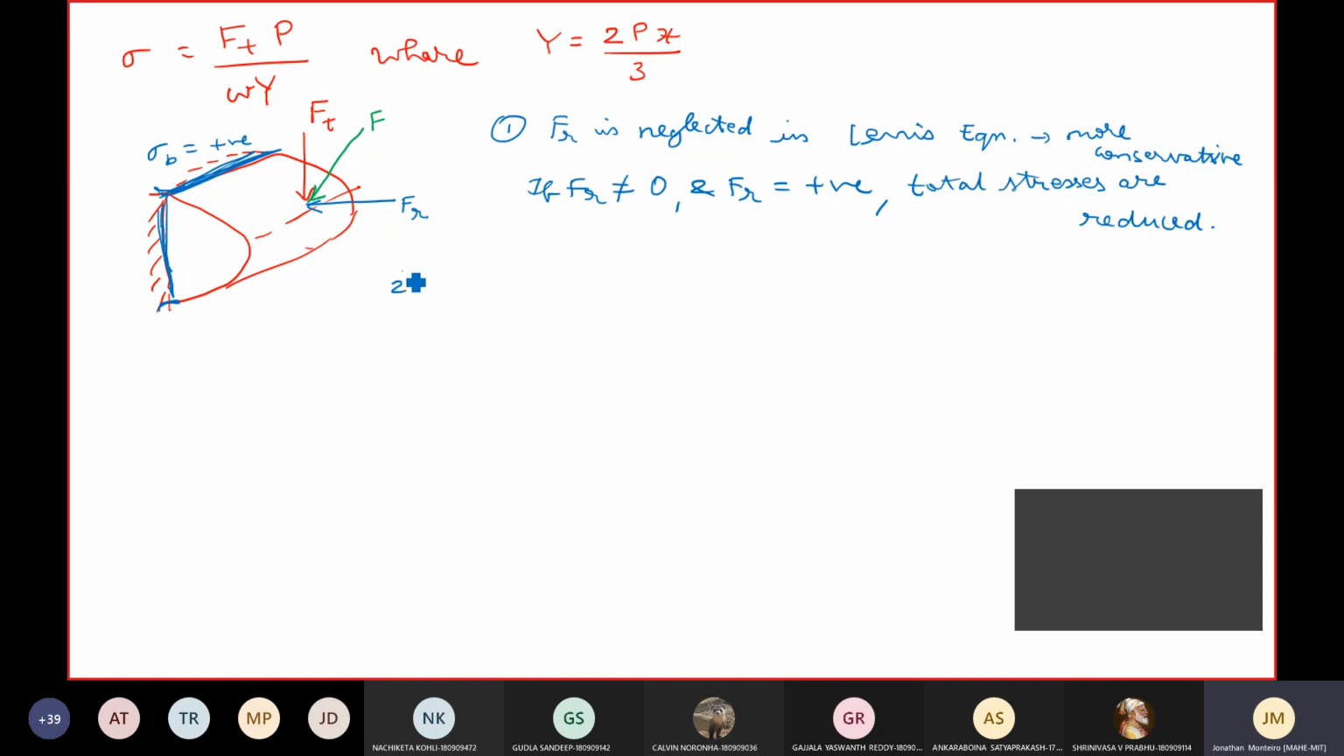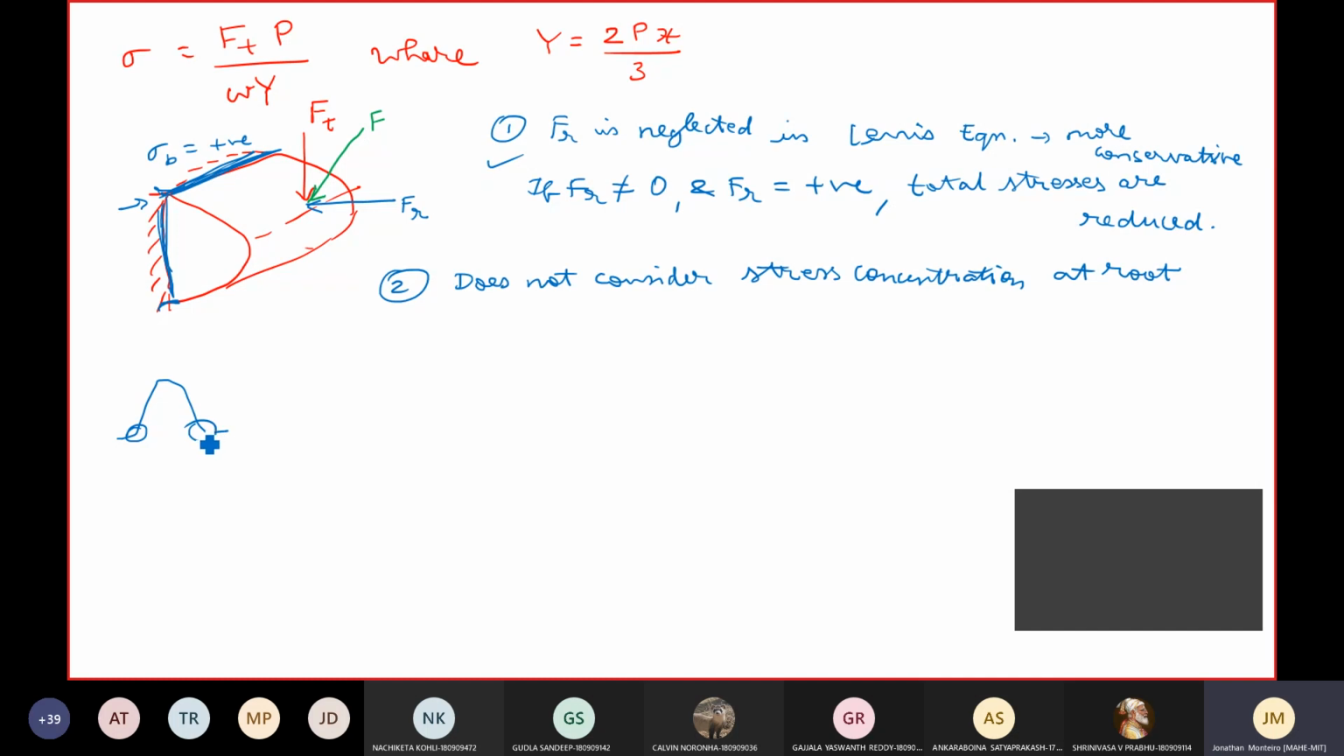The second one, of course, this is a problem. The earlier one was an advantage, but this is not an advantage. The second one is that it does not consider stress concentration at the root level. So we know that this is the stress concentration here, this area. In the earlier case also we had seen that if this is the tooth profile, these are the stress concentration areas. So there the stresses are high. It does not consider the stress concentration.